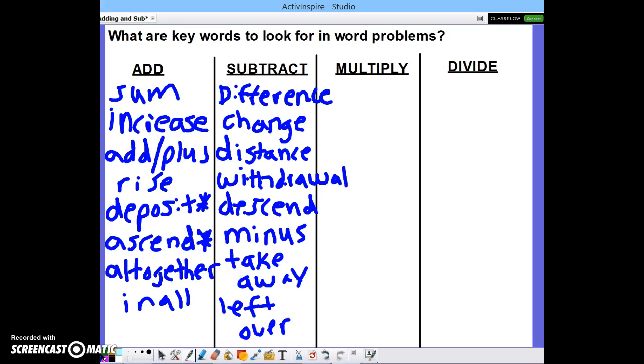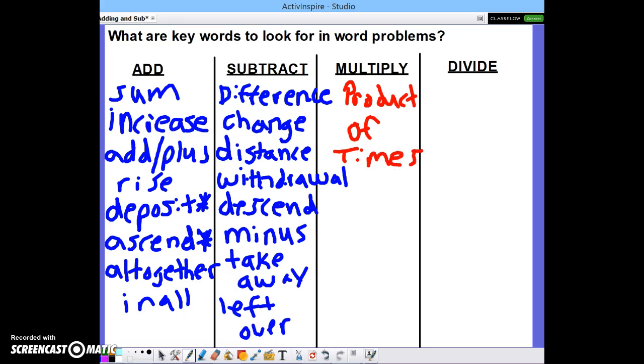All right, multiplying. A big one that you may have seen on your content assessment. Product. Product means to multiply. Another big word is of. For example, you want 1/2 of the box of candy. So you'll multiply by 1/2. And then finally, times.